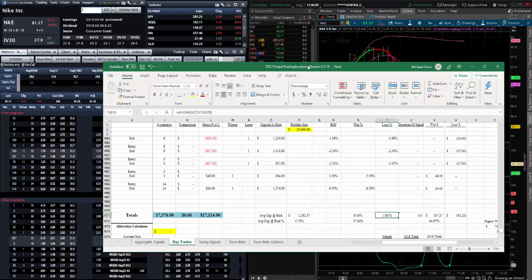So it's not just, hey, what is my return? It's how often am I right? And when I'm right, how much money do I make? And when I'm wrong, how much money do I lose?